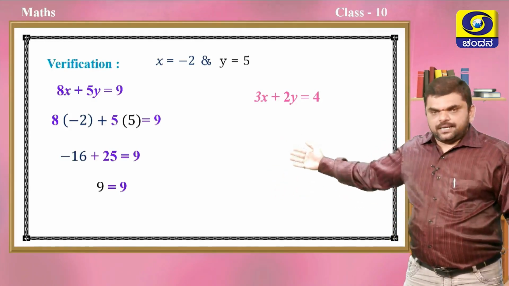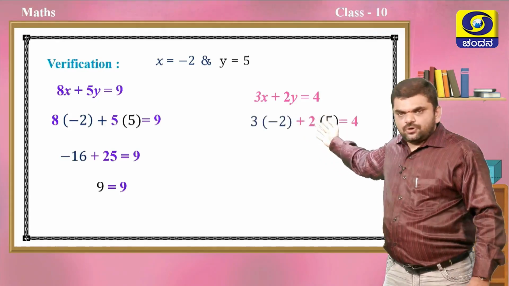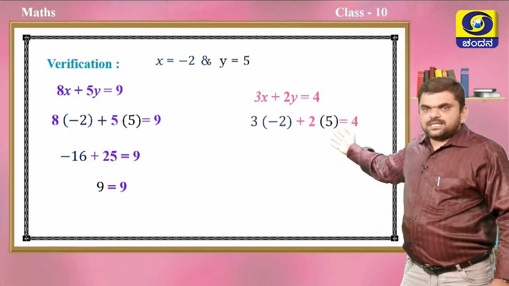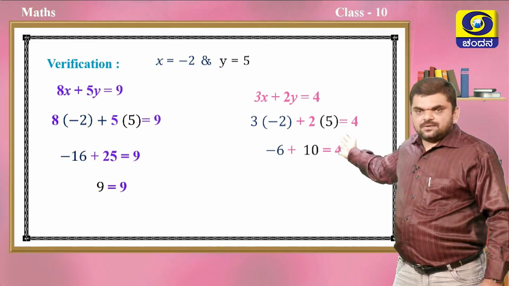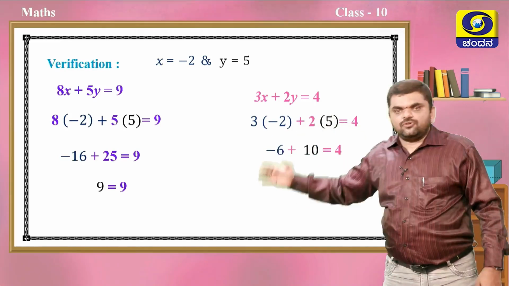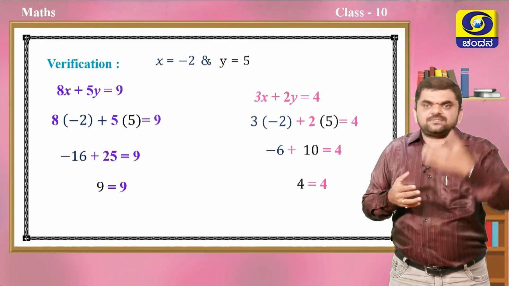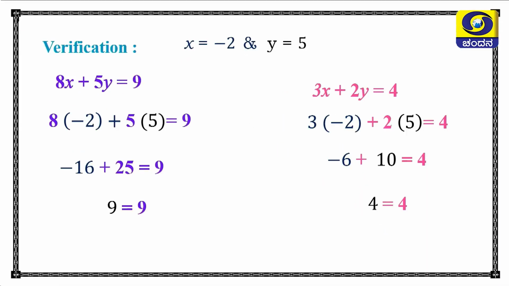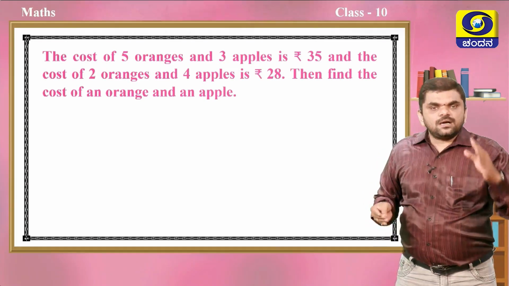is equal to RHS. In the same way, 3x plus 2y is equal to 4, 3 into minus 2 plus 2 into 5 is equal to 4, that is minus 6 plus 10 is equal to 4, that is 10 minus 6 is equal to 4, 4 is equal to 4, and our values are correct. The problem, the way we solved is correct. So let's check another problem, children.